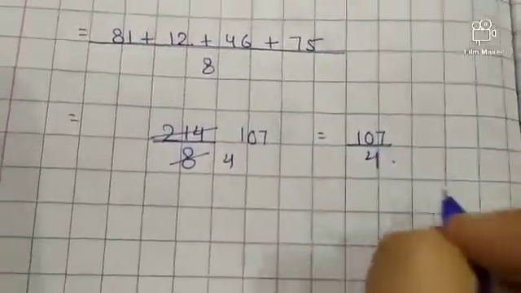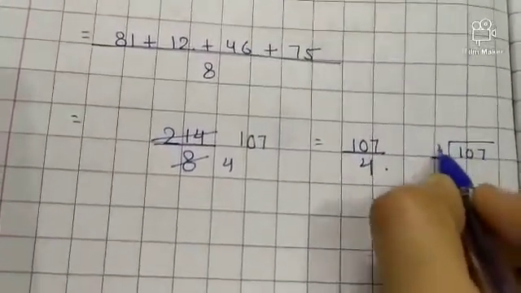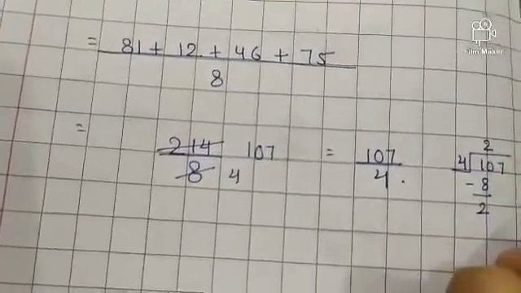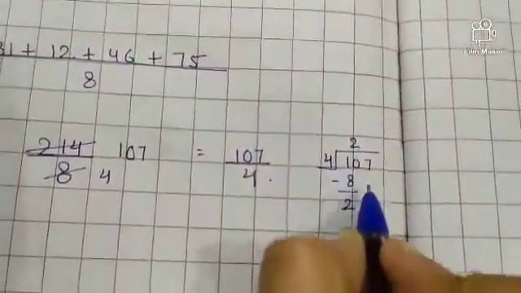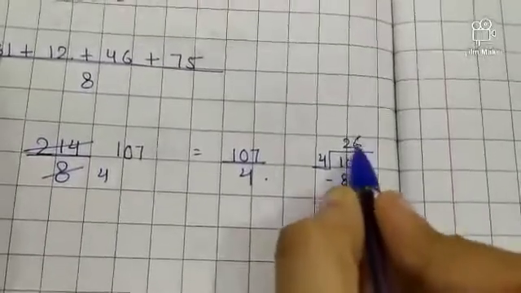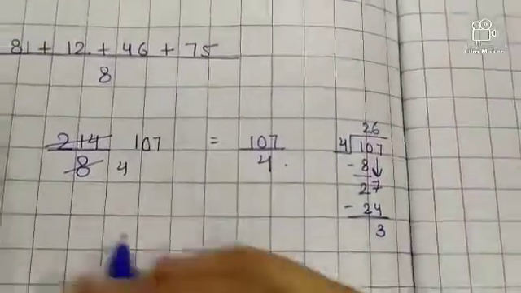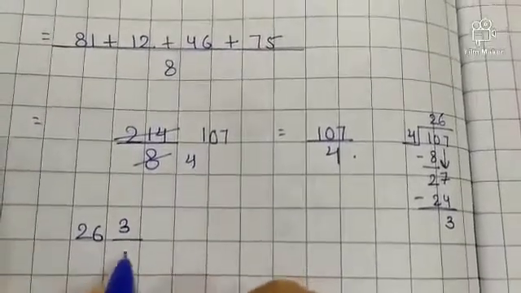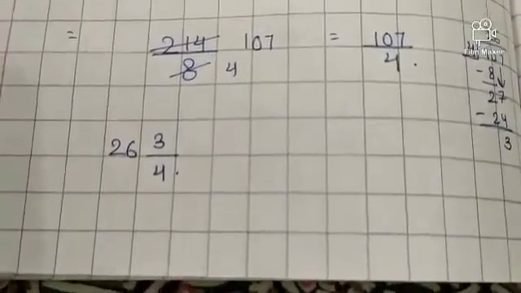Now we have to convert in mixed numeral. So divide 107 by 4. 4 2s are 8. Subtract 10 minus 8, 2. Now copy down 7. 4 6s are 24. Subtract again. 7 minus 4, 3. So quotient which is 26, remainder which is 3 upon divisor which is 4. So this is the answer. Okay. Now complete this question.